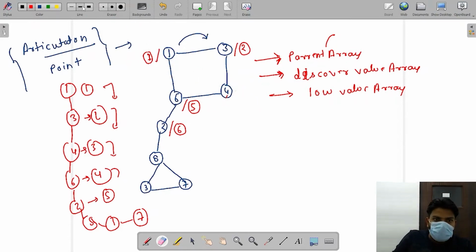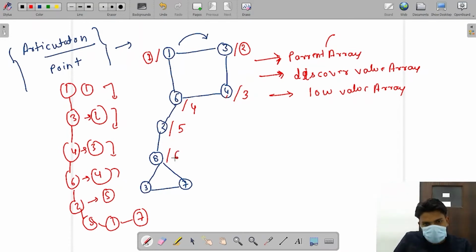So the discovered value of that stage is 3. Okay, so same here, the discovered value of that stage is 4. Same here, we made a mistake. So the discovered value of that stage is 5. And the discovered value of that stage is 6. And the discovered value of that stage is 7. And the discovered value of that stage is 8.